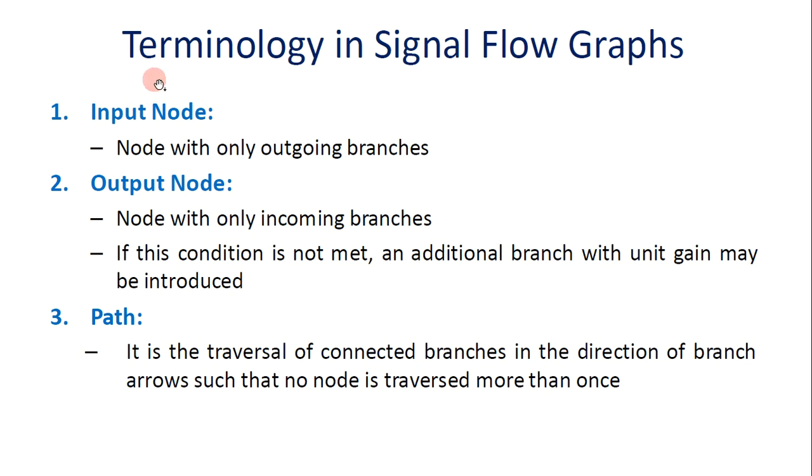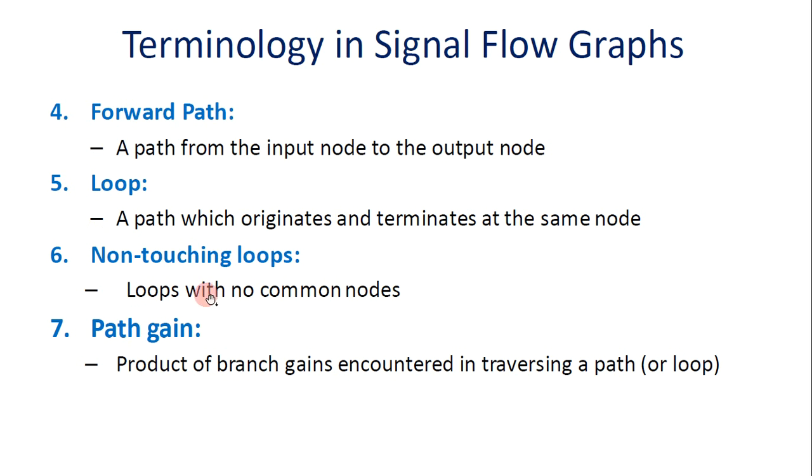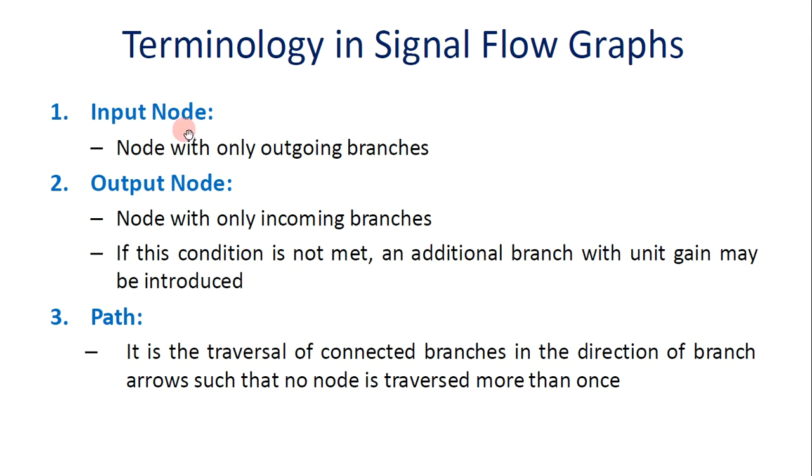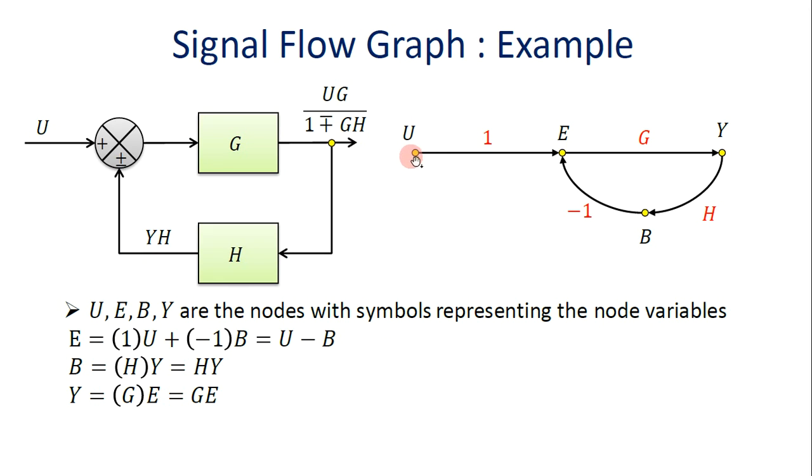Let us know the terminology in a signal flow graph: input node, output node, path, forward path, loop, non-touching loop, and path gain. Input node: a node with only outgoing branches. If you observe, U is called the input node. It has only outgoing branches. See the direction of the branch is outgoing.